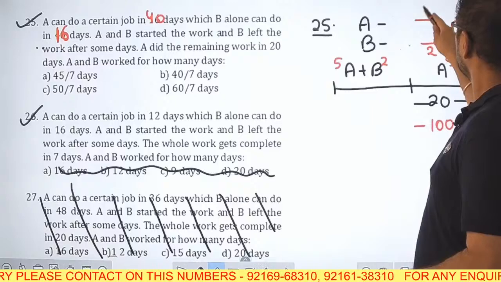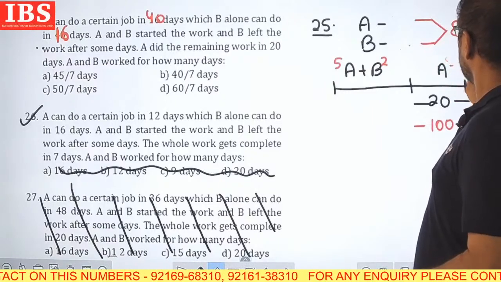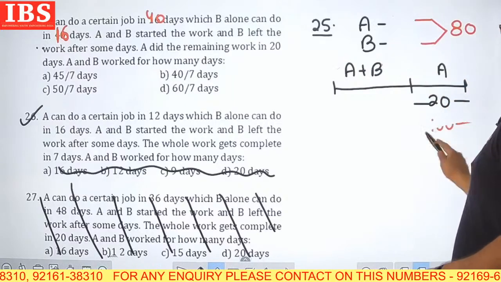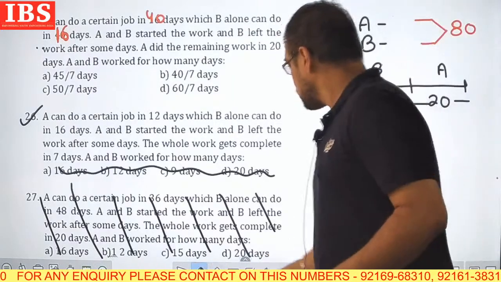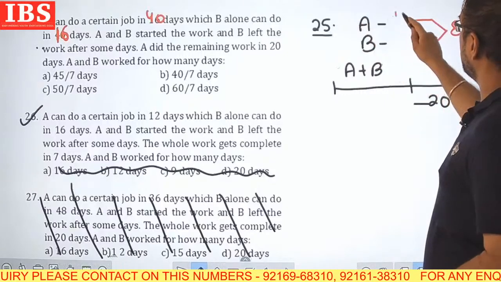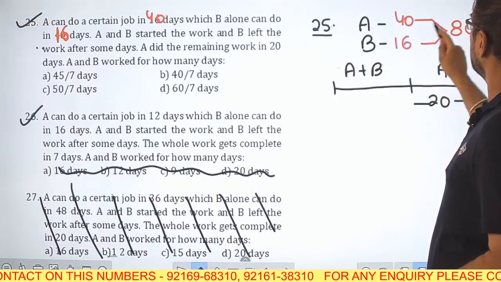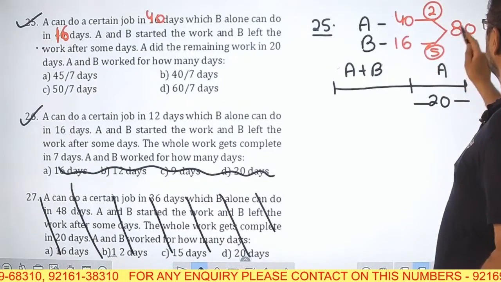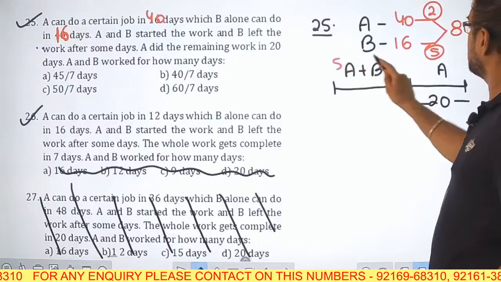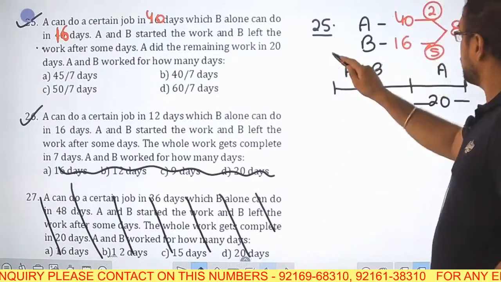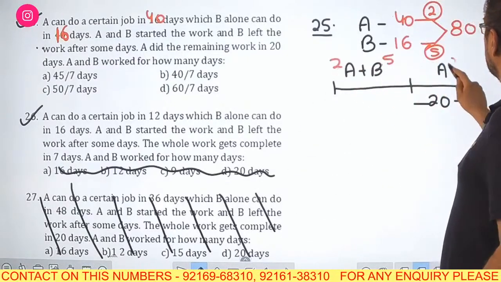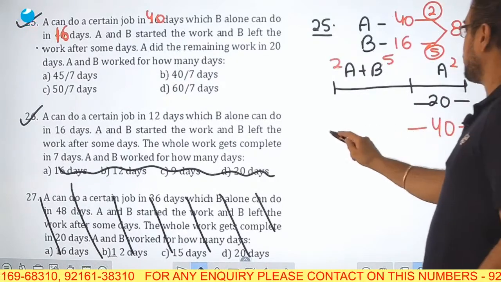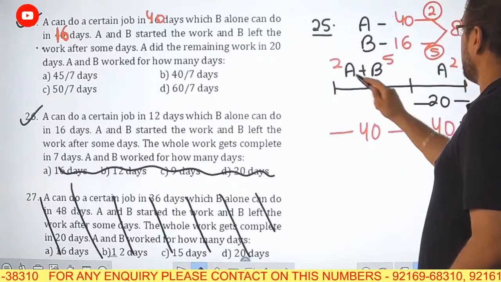So the efficiencies will also change. Invert the values. This is 40 and this is 16. The LCM is 80. This is 2 and this is 5. So work done here will be 40. 20 into 2 is 40. So out of 80, 40 is done and 40 is left. So 40 will be done by both.